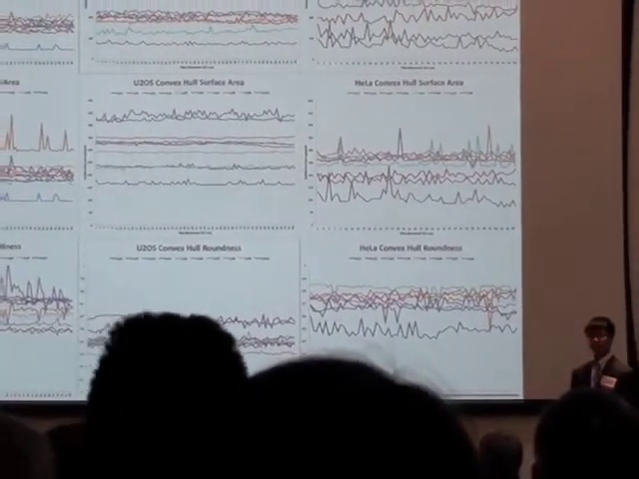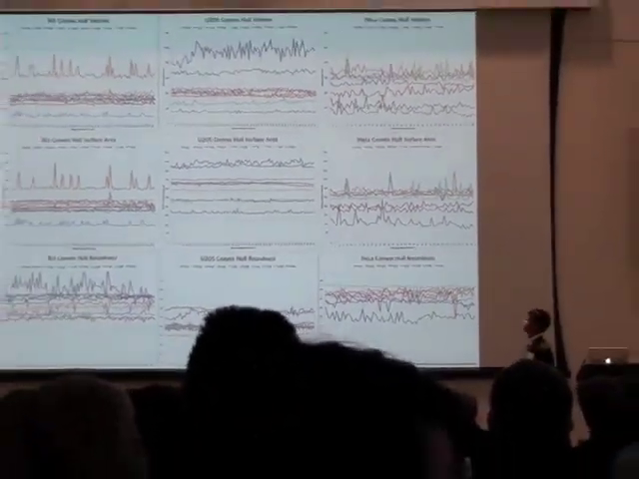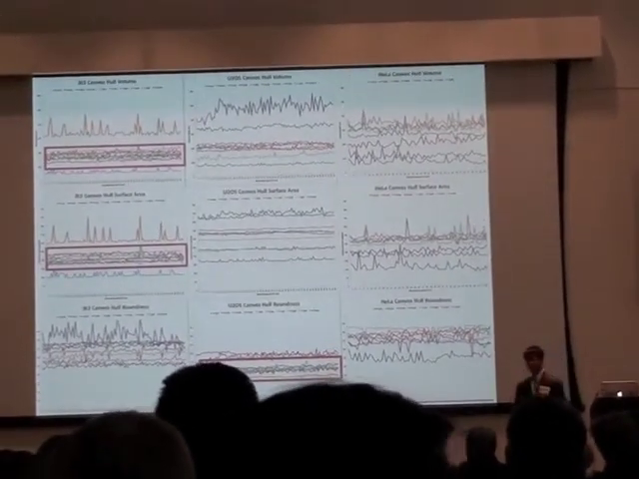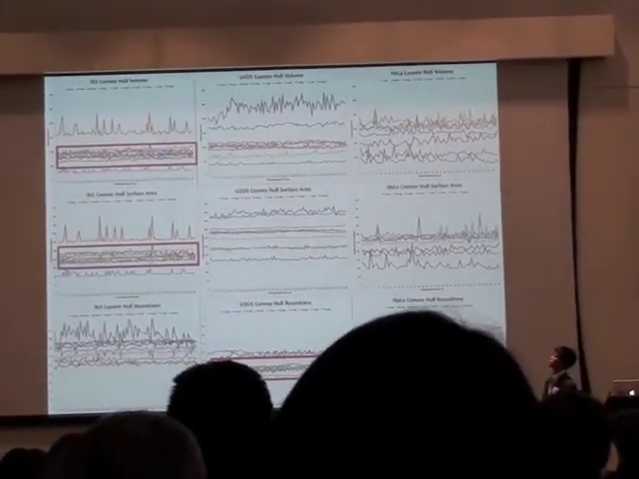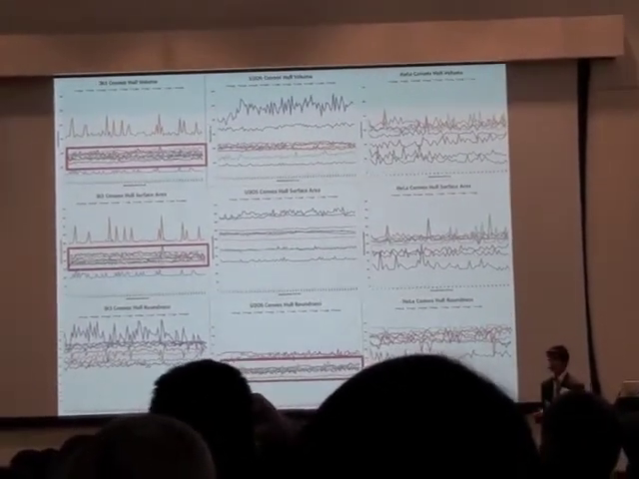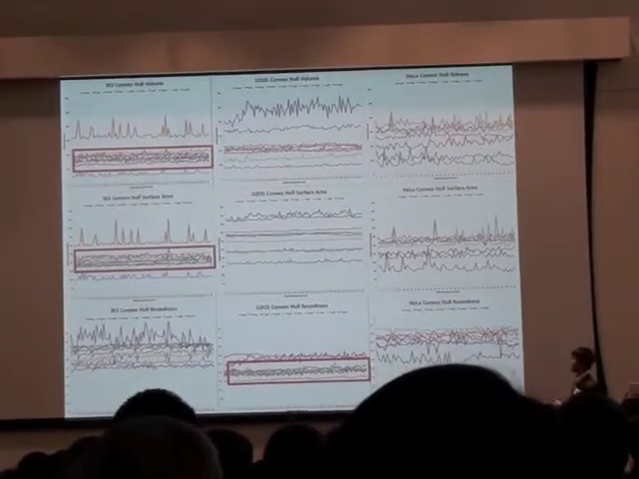Here are the graphs displaying convex hull parameters changing over time. As you can see, there are some interesting consistencies in certain parameters such as the 3T3 volume and surface area, as well as the U2S roundness. And I'll visit back to roundness later.